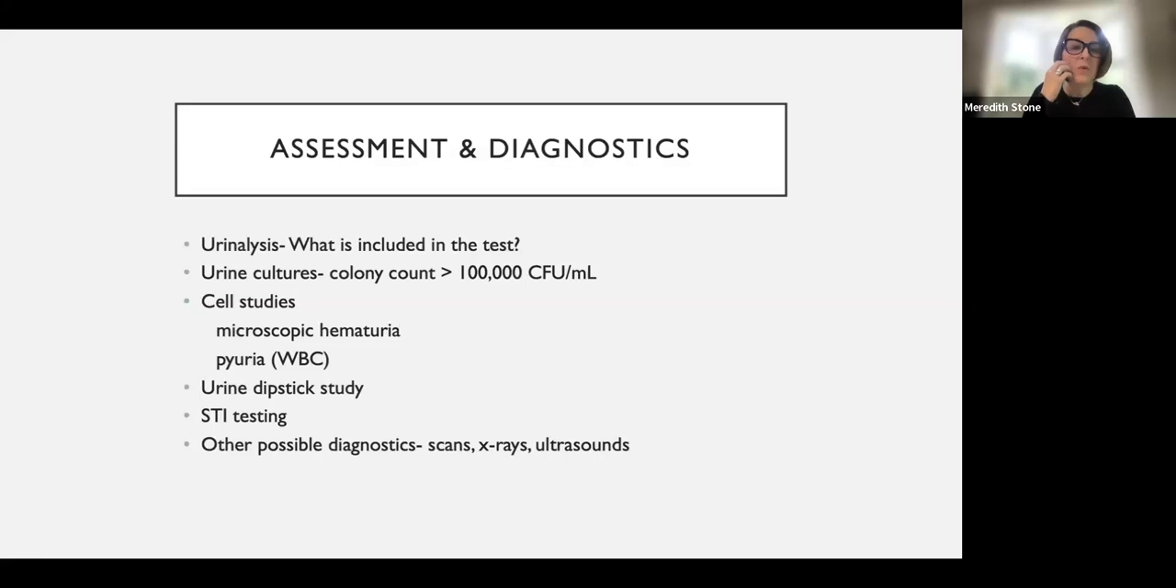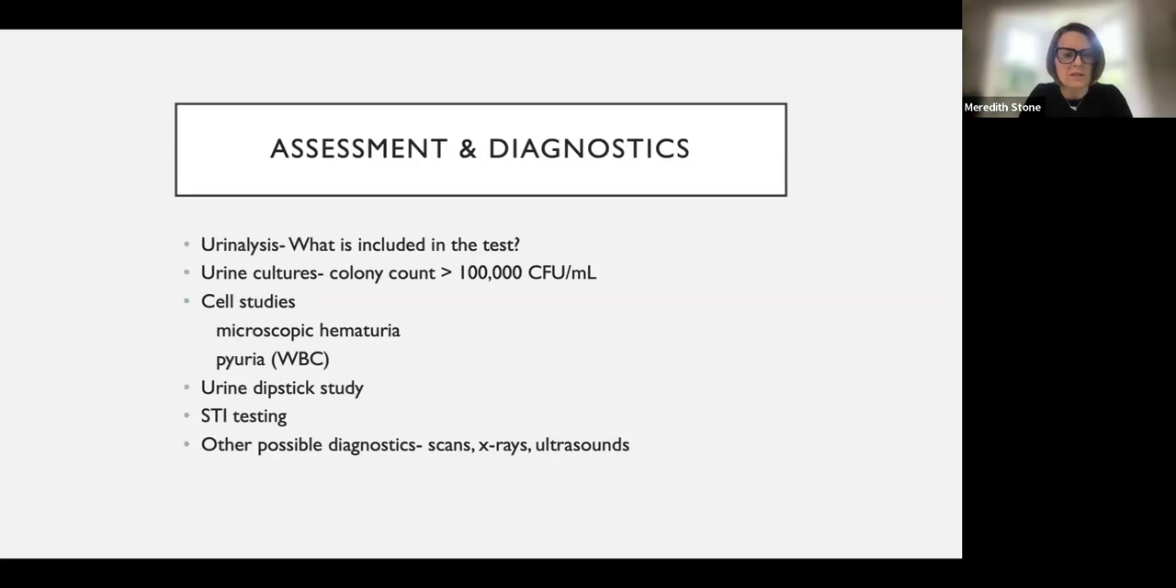Now, how do we know? What do we do? What do we test? So urinalysis, which we already talked about, what's included in that test. If we send off a culture as well, we look for whether or not there's hematuria, whether or not there's pyuria or white blood cells in the urine. They can do a urine dipstick study in the hospital. I don't really see that as much, maybe in long-term care settings.